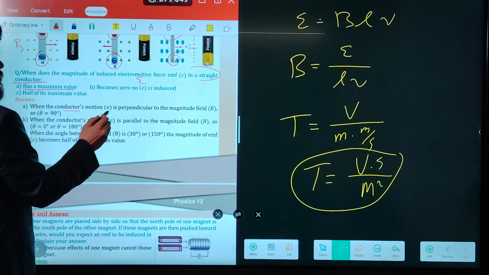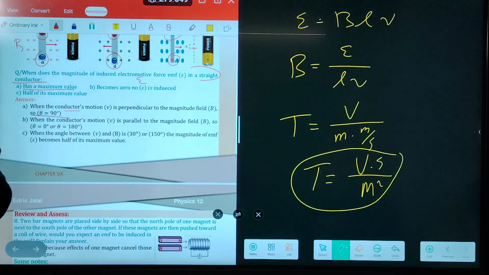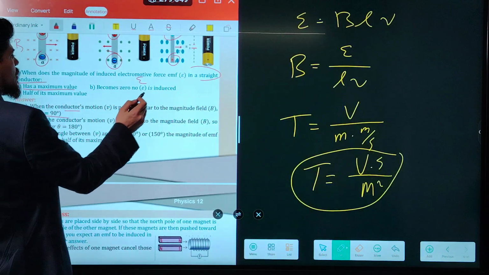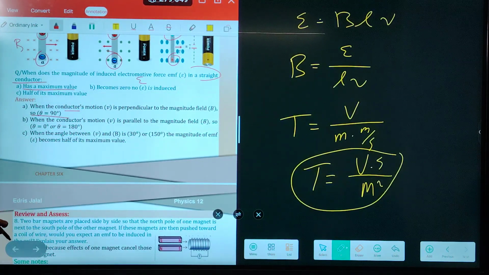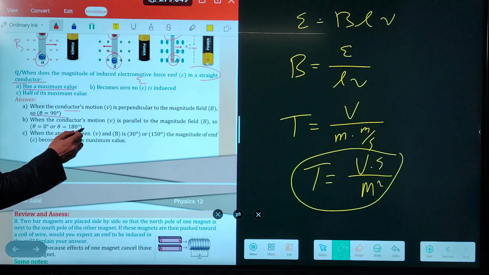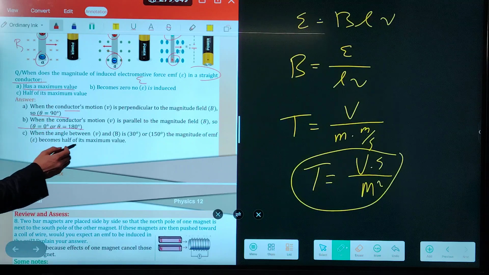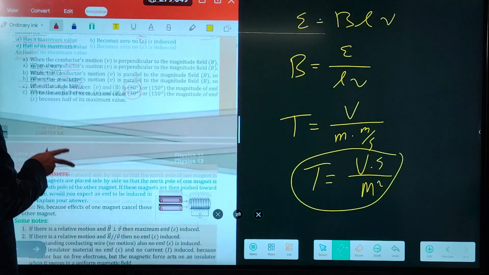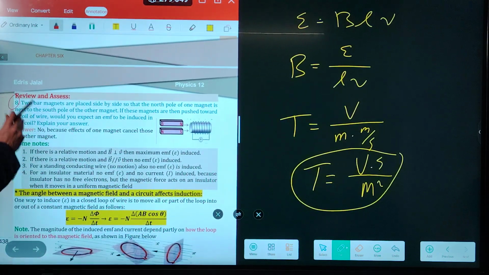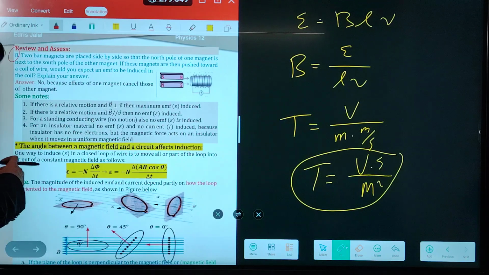When does the magnitude of the induced electromotive force in a straight conductor have its maximum value? When the conductor's motion is perpendicular to the magnetic field. When does it become zero? If the conducting wire is moving parallel to the direction of the magnetic field. In this way, no EMF is created in the coil. Half of the maximum value occurs at an angle of 30 or 150 degrees. Look at question 8 in the chapter review, guys.